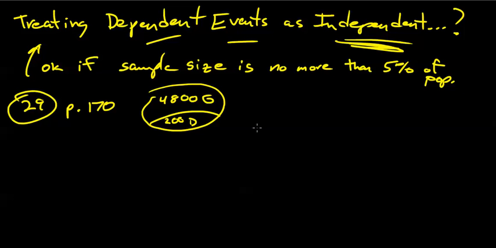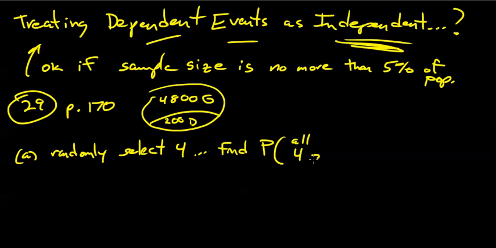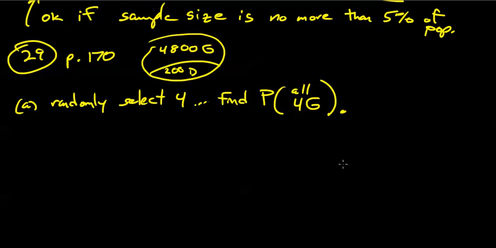Alright, so I'm going to randomly select 4. Find the probability that all 4 are good. That is our task in part A. Now notice, and I think the book does this purposely, they don't specify if these 4 are selected with or without replacement. The implication is that they are without, but they don't really say. Let me do this problem both ways. I'll say without replacement and with replacement. I'll grind it out both ways. One's certainly going to be easier to do, one's going to be a little more difficult.